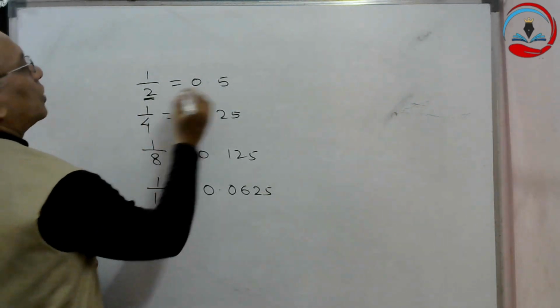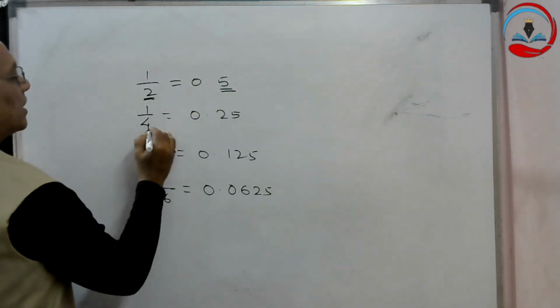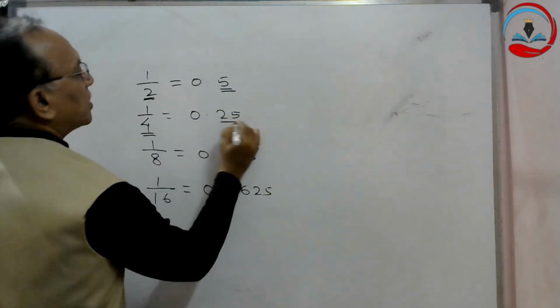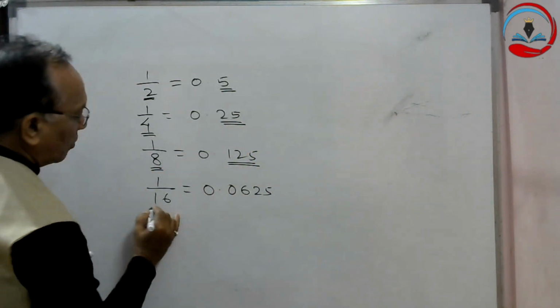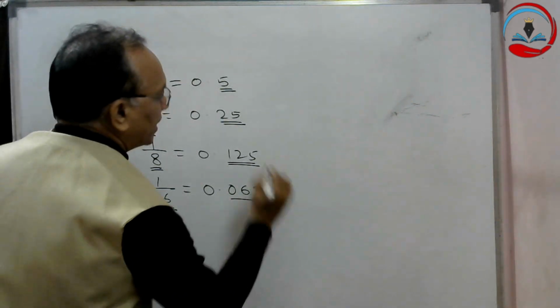Here we have one 2, one decimal digit. Here we have two 2s, two decimal digits. Here you have three 2s, three decimal digits. Here you have four 2s, four decimal digits.